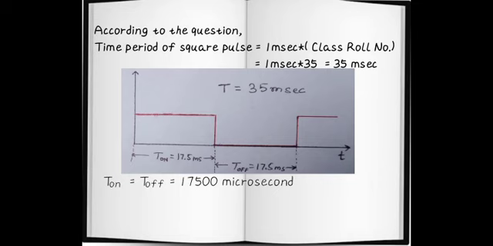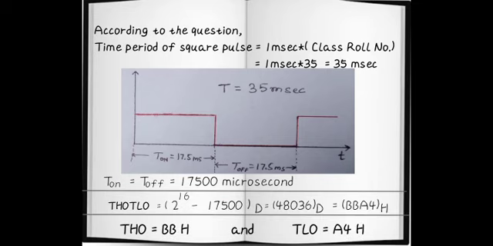As we know, TH0 and TL0 are 8-bit registers, so in total it will be 16-bit overall. So TH0 and TL0 will be evaluated like this: 2 to the power 16 minus the number of counts which we have to count, and it will be evaluated as 48,036 in decimal, which converted into hexadecimal is BBA4. So TH0 will be BB in hexadecimal and TL0 will be A4 in hexadecimal.